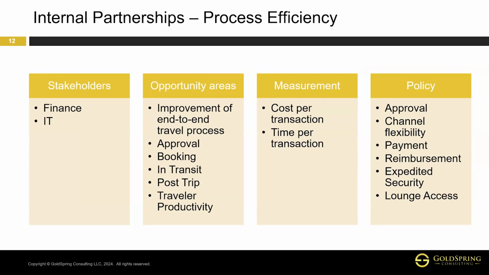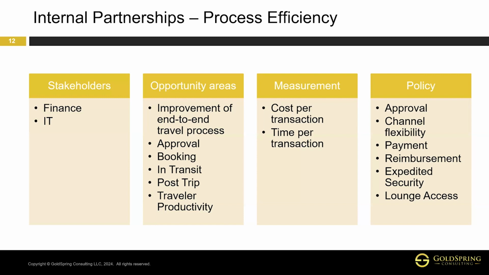And then finally, overall process efficiency. We added this in, and we're seeing that this is big on a lot of companies' agendas. The overall process efficiency for the traveler is a strategy driver, a reason just for managing travel to make it very, very efficient and compelling for the travelers. As you hear in the industry, a delightful experience it should be. And your key partners may be finance and IT in this world. Your opportunity areas are improving that overall end-to-end travel process, approval, booking, in transit, post-trip, and also considering traveler productivity while in transit.